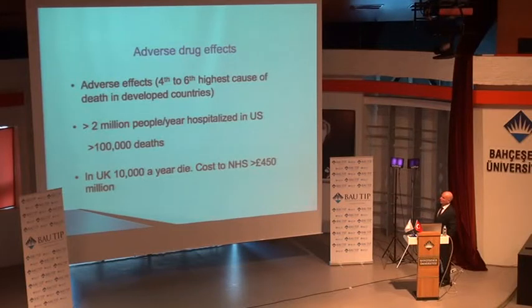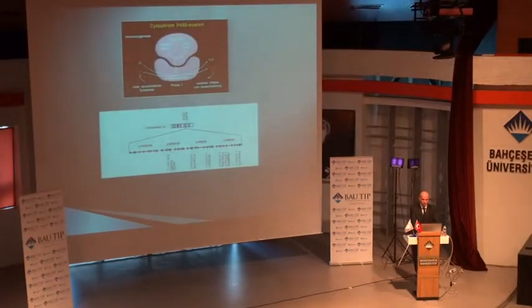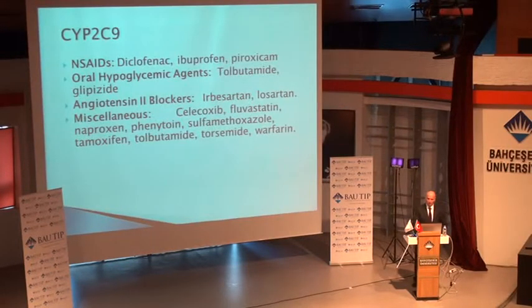And then deaths in Germany are about 40,000. It comes from a study from the University of Hanover. In the UK, about 10,000 a year die, costing the national health system more than 450 million pounds a year. It's a lot. So we could save money, we could save lives if we go and look at these systems. The most important system in all this detoxification of medication, hormones, and all is the cytochrome P450 system. It's phase 1. Phase 2 are the glutathione S-transferases, sulfotransferases, aryl transferases, and so on, acetyltransferases.